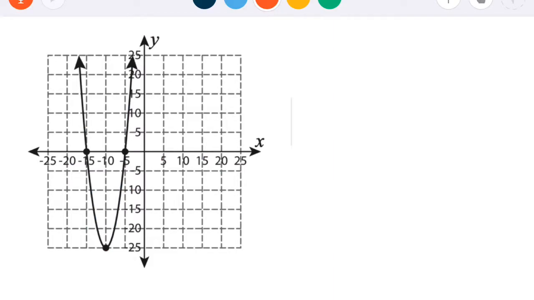Let's take a look at this problem. The axis of symmetry is dividing this parabola. It's going through the vertex. And as you can see, it is crossing the x-axis at negative 10. So the axis of symmetry for this problem is written as x equals negative 10.